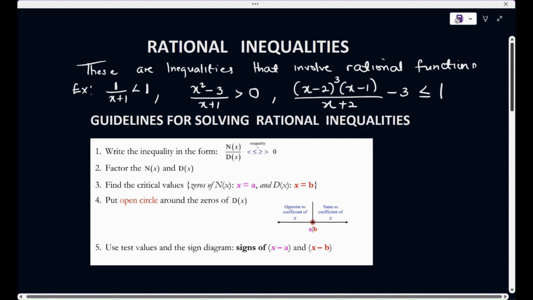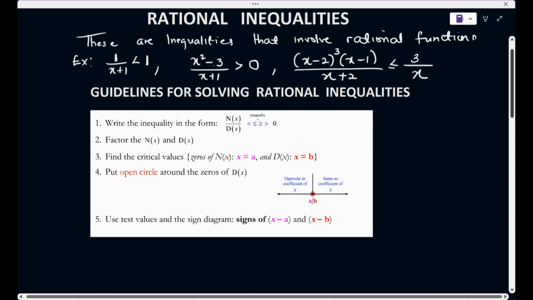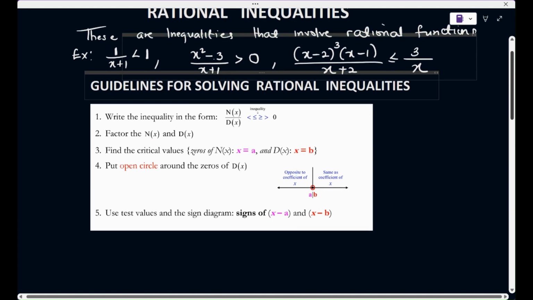Why is it rational? Because you have a polynomial divided by a polynomial. Why is it an inequality? Because you have inequality signs. Here we can even make it more complicated, and say less than or equal to, maybe, 3 over x. So how do we solve this type of problem? How do we find the solution set? To do that, we need to use some guidelines.